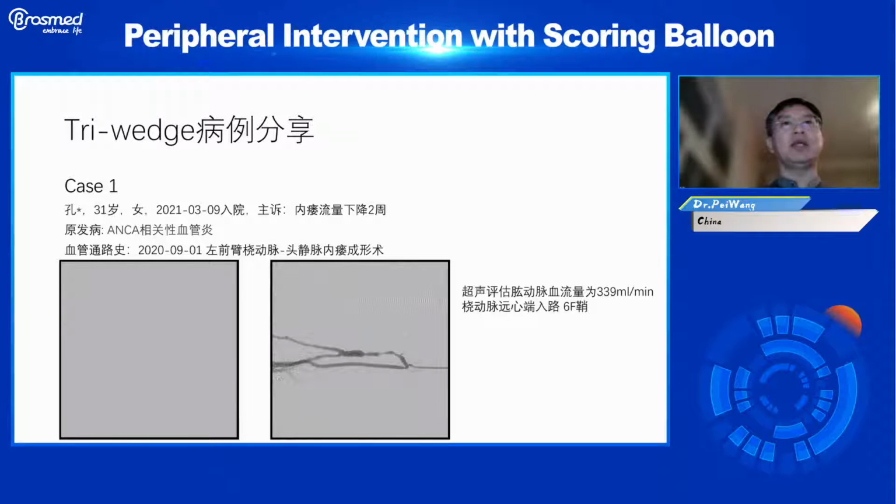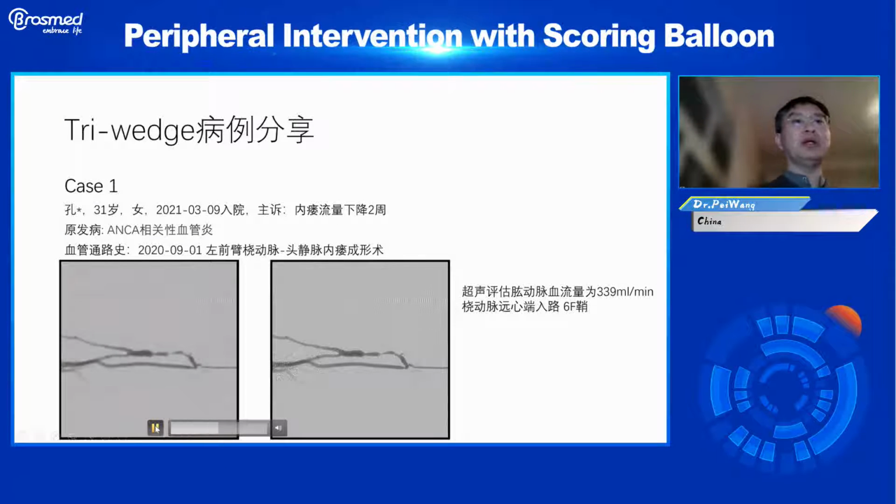So we participated in their pre-marketing clinical study. We've enrolled about 40 cases, 1-to-1 for tri-wedge and high pressure balloon. So we have 20 cases using tri-wedge. We have two cases here.